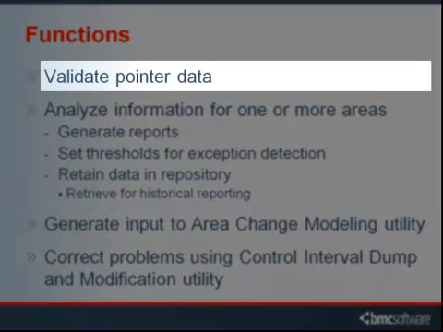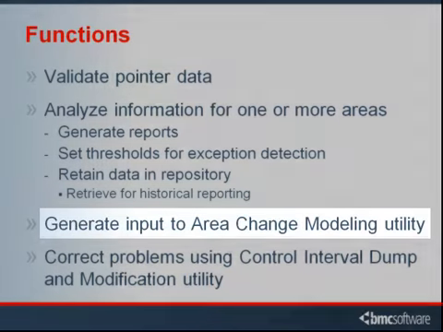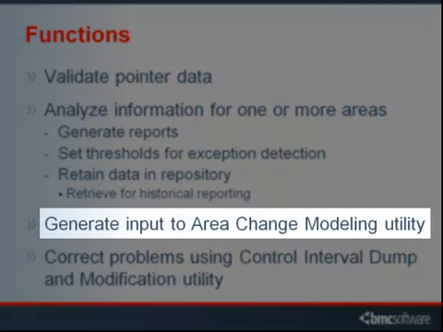FastPath Analyzer EP does more than just validate pointers. You can examine and validate pointer data during every analysis run. In a single run, you can analyze one or more areas and see the information in a report. You can set thresholds to detect exceptions, and the statistics repository stores information that you can use for historical reporting. You can extract information as input to the area change modeling utility. This utility lets you model a potential DEDB change before implementing it.